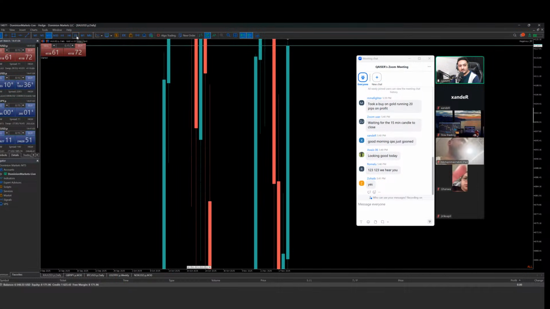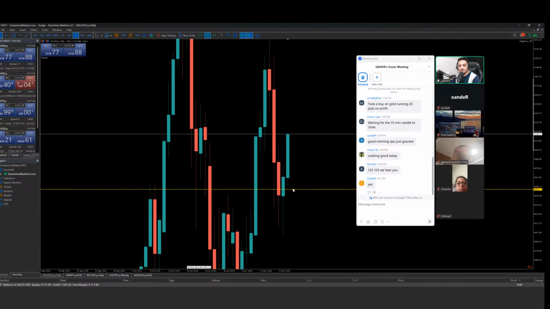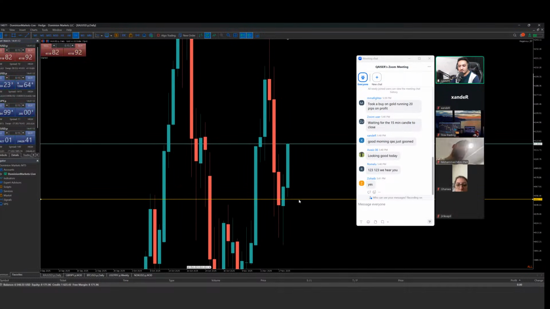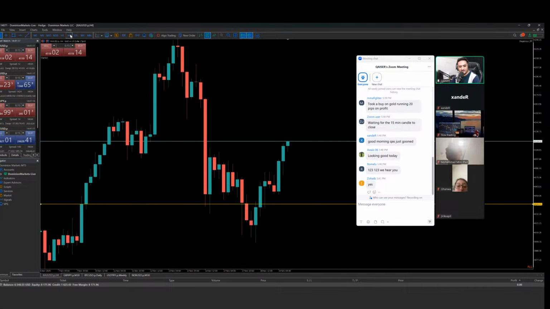We are here. Okay, so let's break down the chart. What's going on with gold? The previous daily candle, wow, look at this one. This created a support, and we are continuously pushing to the upside. And right now, you know where we are standing.